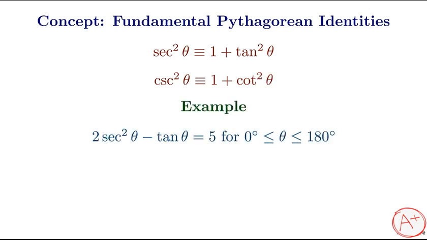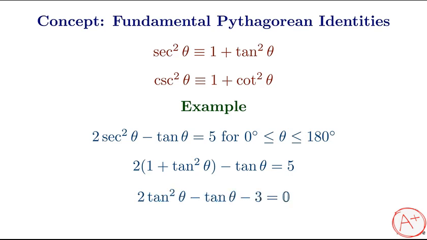We need to solve 2 secant squared theta minus tangent theta equals 5 for theta between 0 and 180 degrees. First, we substitute our identity. By substituting 1 plus tangent squared theta for secant squared theta, we get a quadratic equation in terms of tangent. 2 times the quantity 1 plus tangent squared theta minus tangent theta equals 5. Expanding and rearranging gives 2 tangent squared theta minus tangent theta minus 3 equals 0.